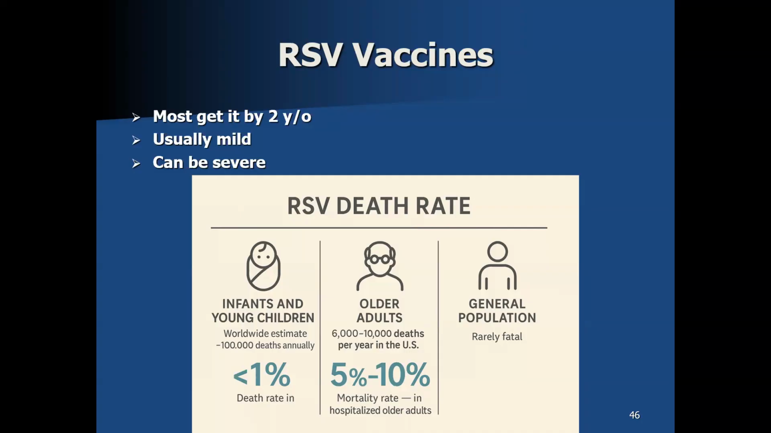In the U.S., RSV causes about 60 to 160,000 hospitalizations and between 6 and 10,000 deaths annually in older adults. The estimated mortality rate in hospitalized older adults is somewhere between 5 and 10%. So the bottom line, healthy children and adults, rarely fatal. Infants, less than 6 months, especially premature, can be severe. Older adults, 6 to 10,000 deaths per year in the U.S. And infants, older adults, and immunocompromised people, it can cause severe bronchiolitis, pneumonia, and hospitalization.